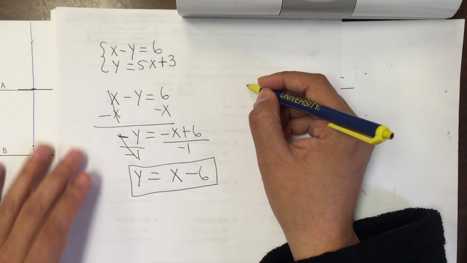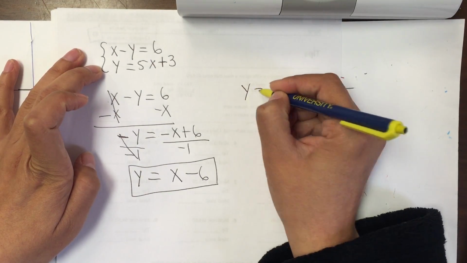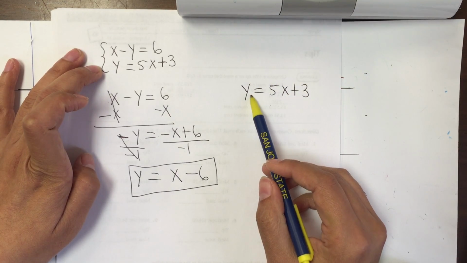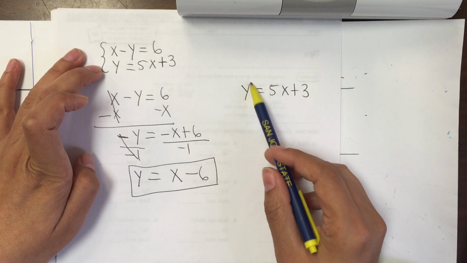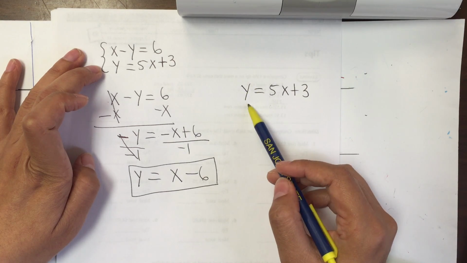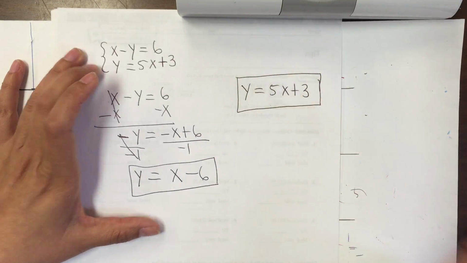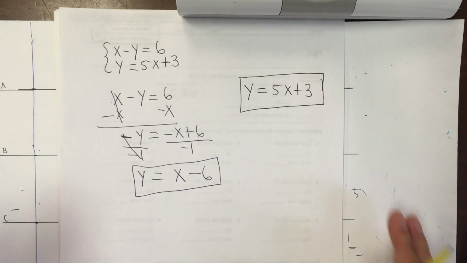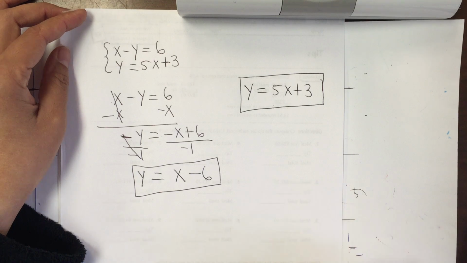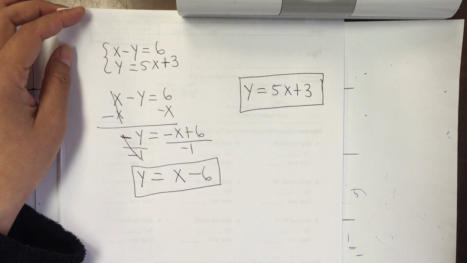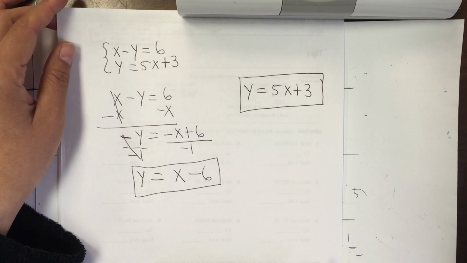Okay, for the second one, y equals 5x plus 3. Well, the goal is to leave y by itself, and as you can see, y is already by itself, so guess what? You're done. So this is what you're going to be doing today, just manipulating the equation, and that's it. I hope you can now work on 5.3. Thank you.